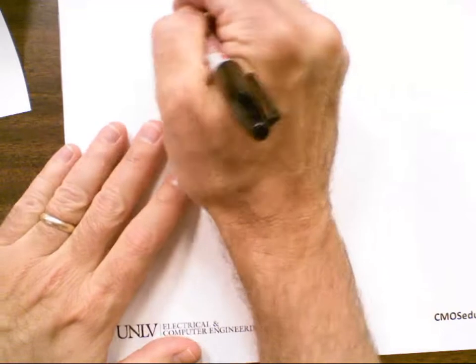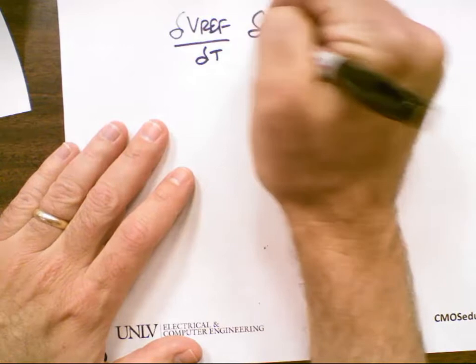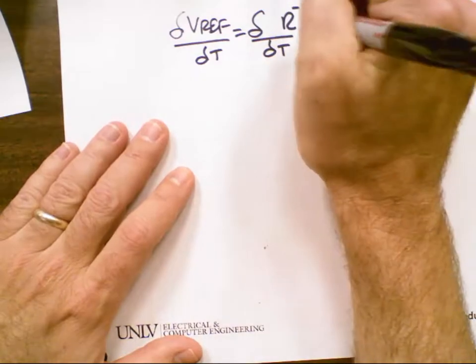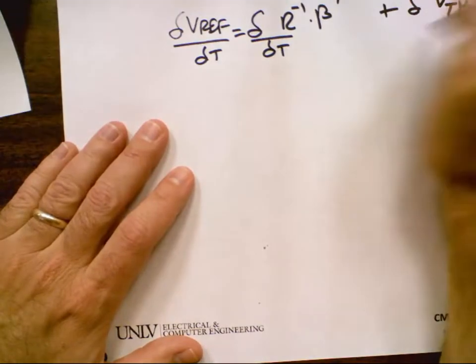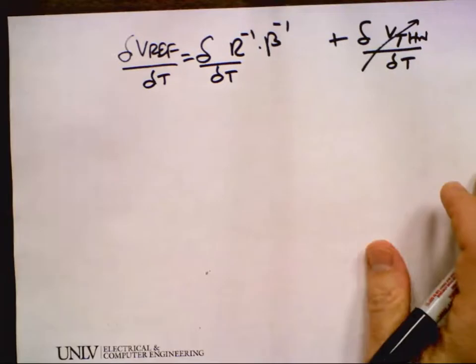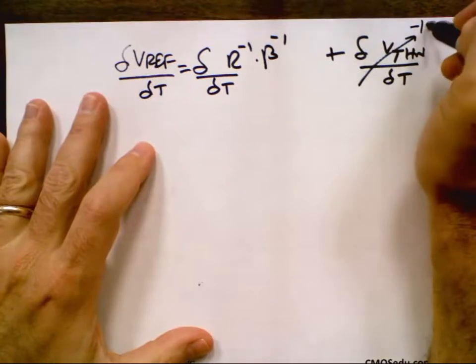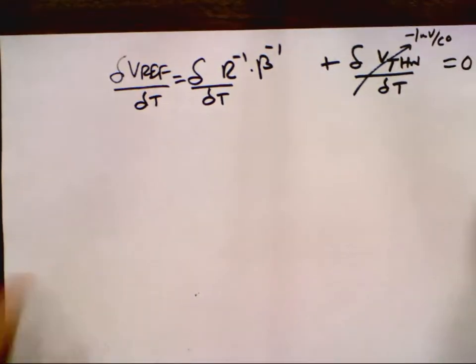I'm going to take the derivative of V ref with respect to temperature, and that's the derivative of R to the minus 1 times beta to the minus 1, plus the derivative of the threshold voltage with respect to temperature. And for our long channel process, what is that? Yeah, minus 1 millivolt per degree C, and I'm going to set that all equal to 0. Now keep in mind, I'm going to simulate this to see if I did it right. So when I did it wrong, you can say, wrong! Okay?